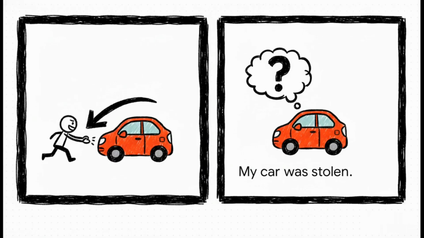Okay, just take a look at these two sentences. On the left, we've got someone stole my car. And on the right, my car was stolen. Now, they're both saying the same basic thing, but they feel different, don't they? One is super direct, almost personal. The other feels a bit more detached, maybe a little more formal. That feeling, that difference, is exactly what we're talking about today.